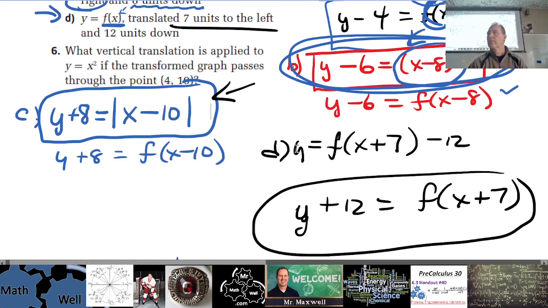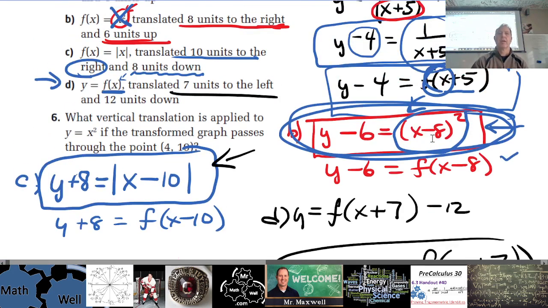Is there more or less graphs? There's a lot of graphs in PC30. Yeah, there's a lot of graphs, I'd say.